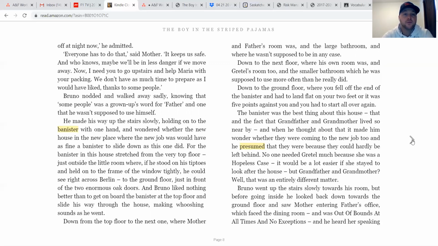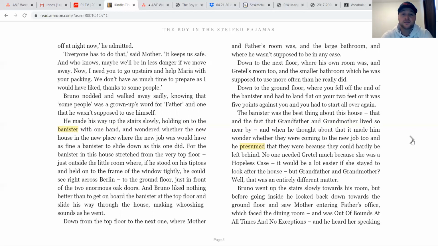And who knows, maybe we'll be in less danger if we move away. Now I need you to go upstairs and help Maria with your packing. We don't have as much time to prepare as I would have liked, thanks to some people. Bruno nodded and walked away sadly, knowing that "some people" was a grown-up's word for father and one that he was supposed to use himself.